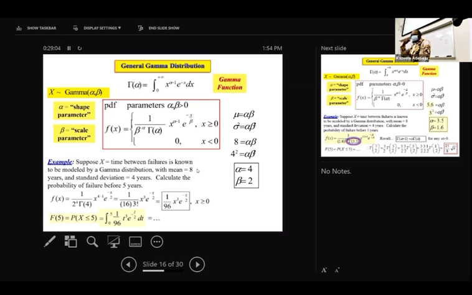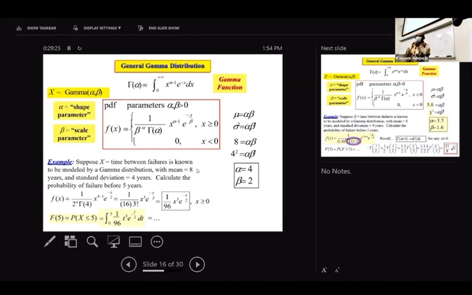Suppose x equals time between failures, which is known to be modeled by a gamma distribution with a mean of 8 years and a standard deviation of 4 years. Calculate the probability of failure before 5 years. The probability of failure before 5 years.